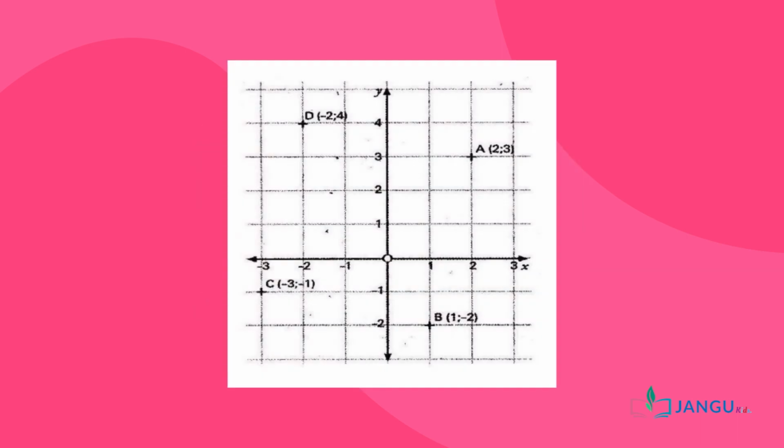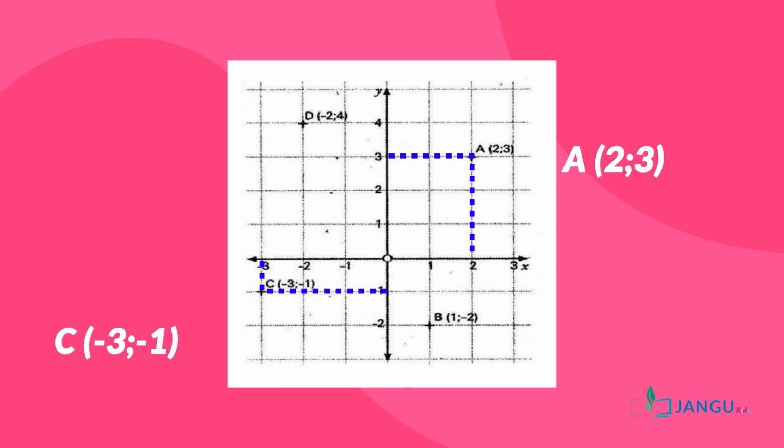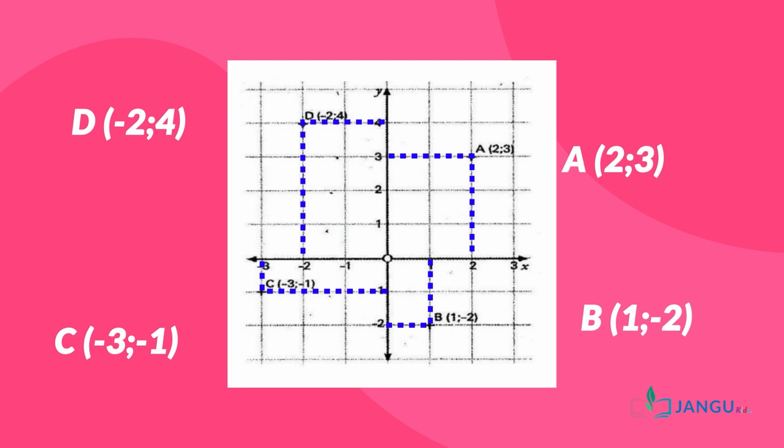To find the position of point A, move 2 units to the right of the origin and 3 units up the page parallel to the y-axis. We can shorten this to A(2; 3). To find C, move 3 units to the left of the origin and then 1 unit down the page. Its position is C(-3; -1). In the same way, B and D are the points B(1; -2) and D(-2; 4).